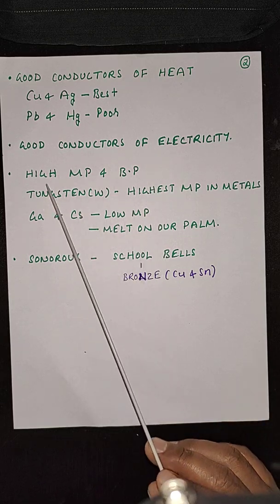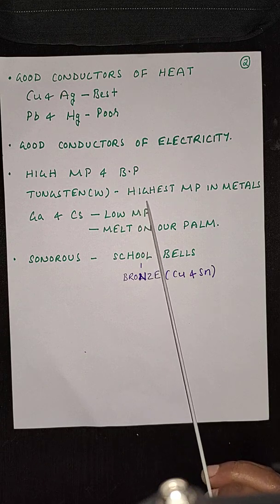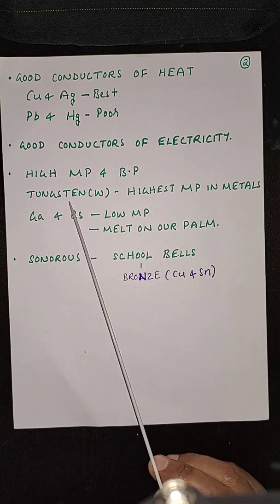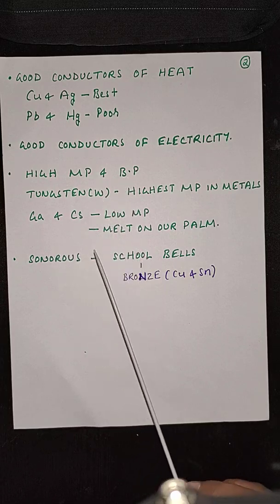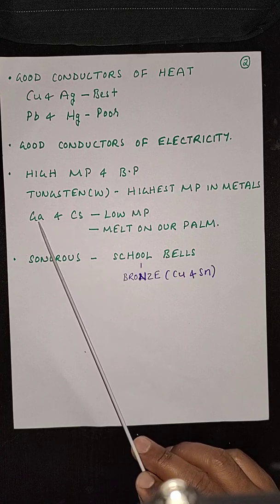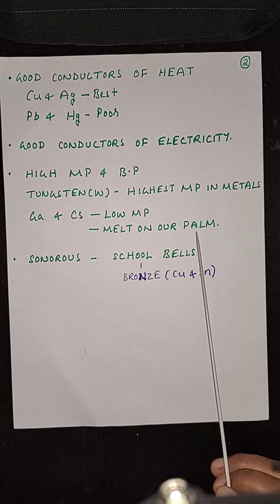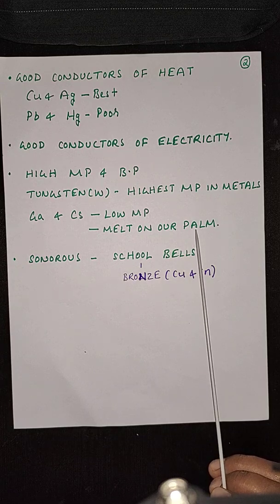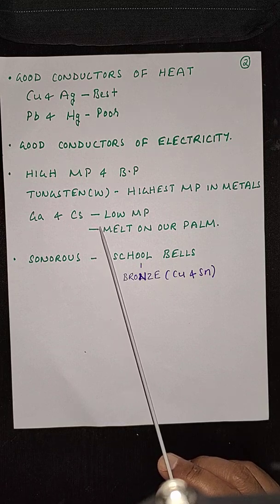Then metals have high melting point and boiling point. The metal with the highest melting point is tungsten. The symbol is W. Remember that. Then there are a few metals with very low melting point. Good examples are gallium and cesium. Do you know they can melt even in our palm? Meaning at our body temperature, gallium and cesium can melt.